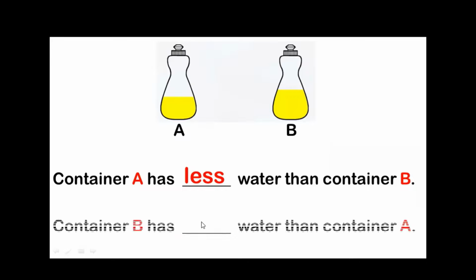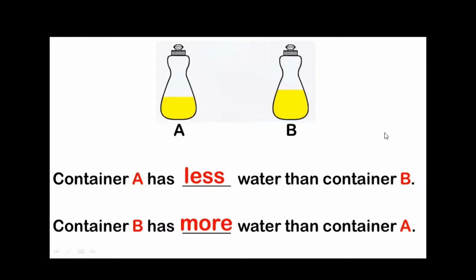Next, Paul. Let's look at container B. Container B has... Okay, one more time. Container B has more. Very good. So container B has more water than container A.